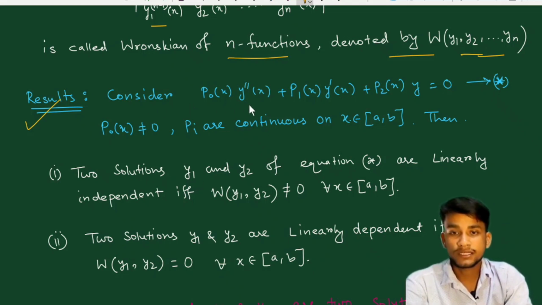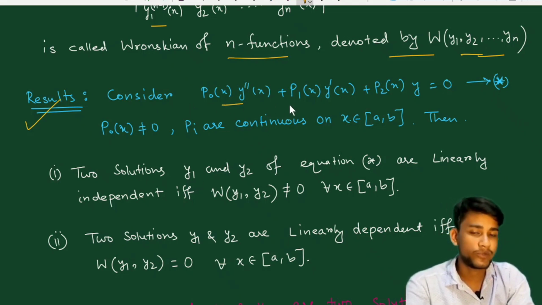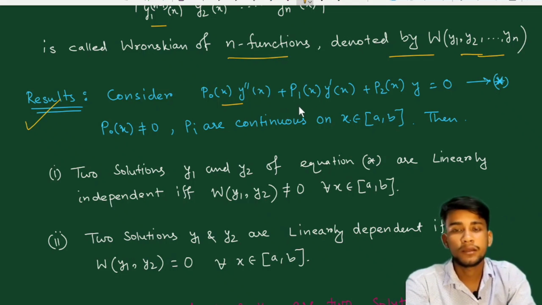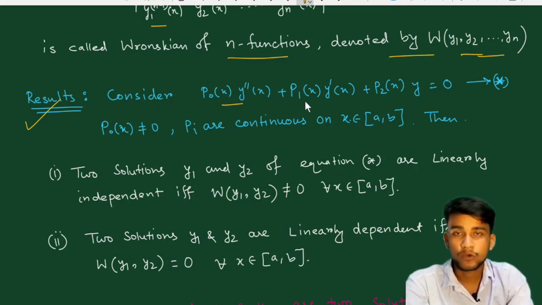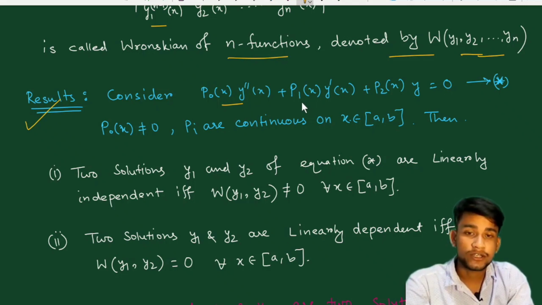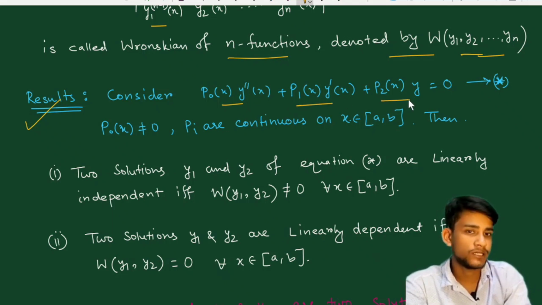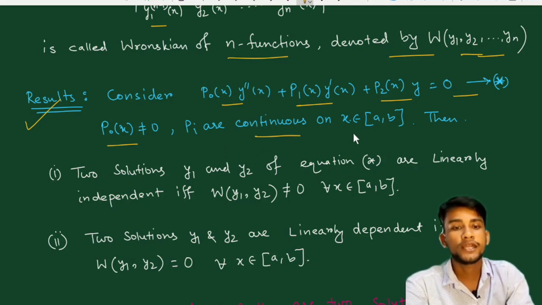Let us consider the second order differential equation. We mainly turn to the Wronskian for the second order differential equation, because in exams the Wronskian questions are mainly based on second order differential equations. So for that we go to the second order differential equation and the results on that part. P0(x) y double dash plus P1(x) y dash plus P2(x) y equals 0. This is a second order differential equation, where P0(x) is not equal to 0 and the Pi(x) are continuous for x belonging to (a, b).